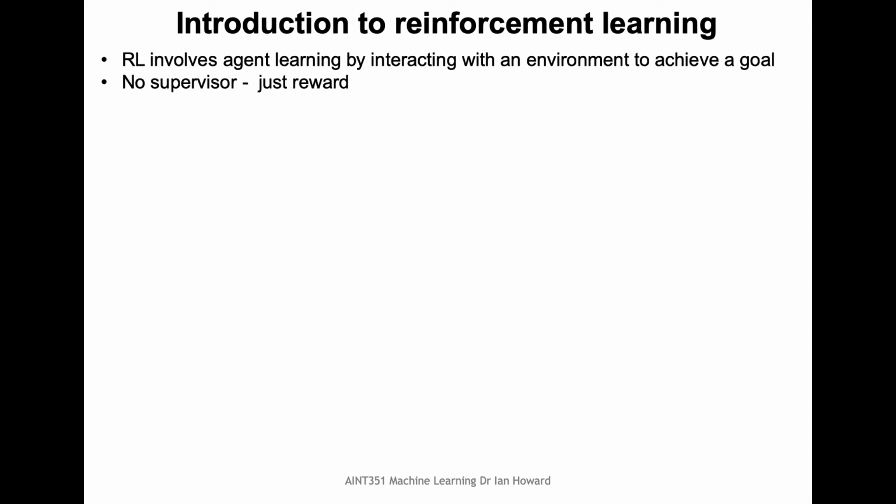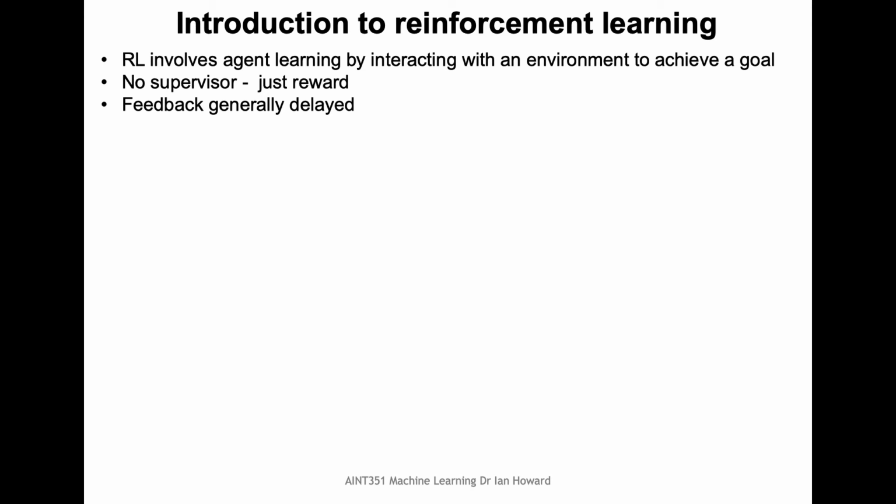Now this agent's going to be running with no supervisor. There's nobody telling it what to do. It's just trying things out, and sometimes it gets positive reward, sometimes it might get negative reward. And it's got to learn on the basis of trying out lots of sequences of actions and working out what was the best thing it should do when it's in a given particular state.